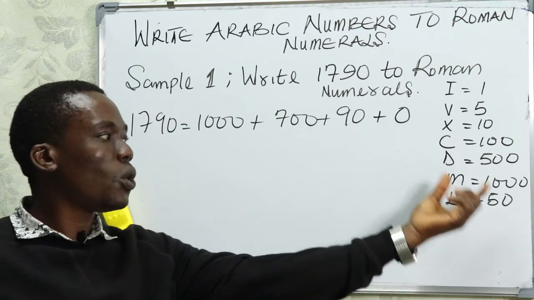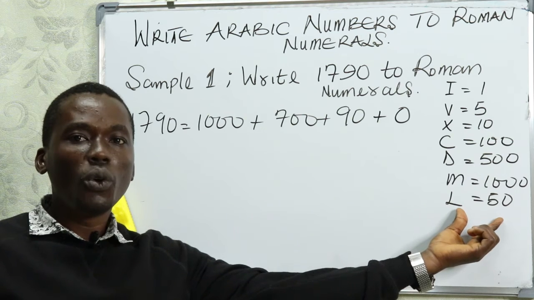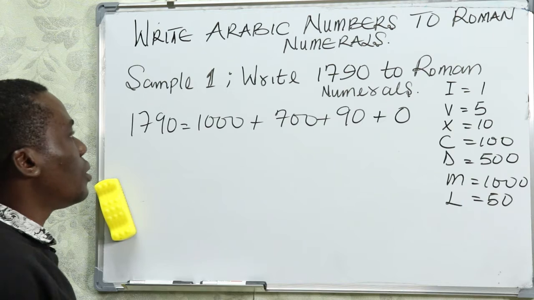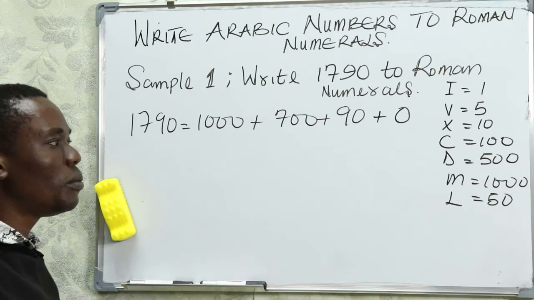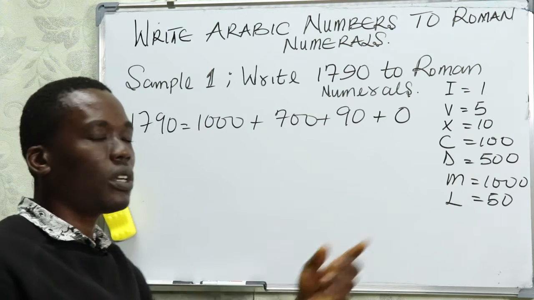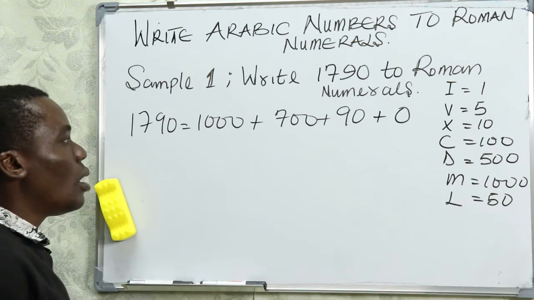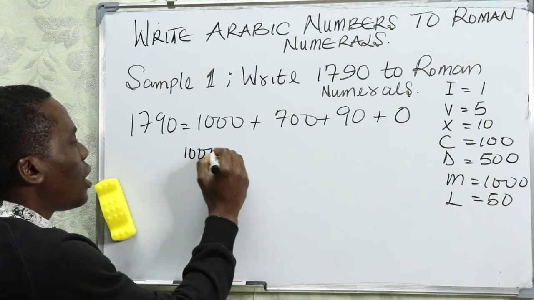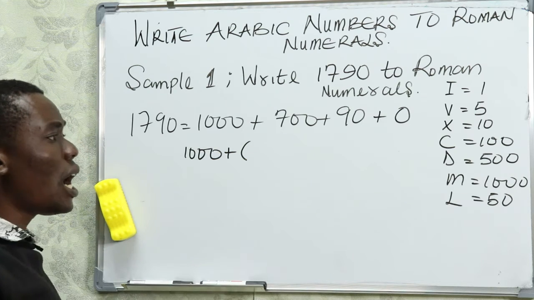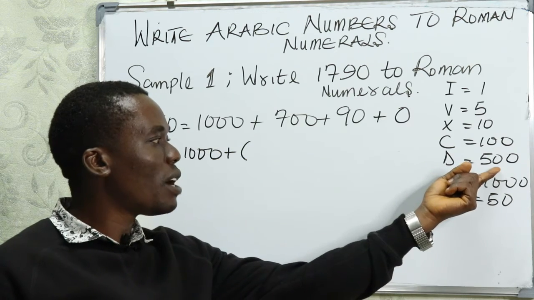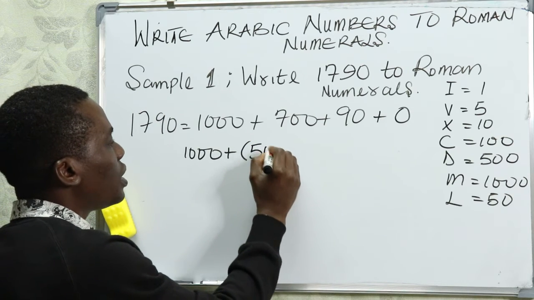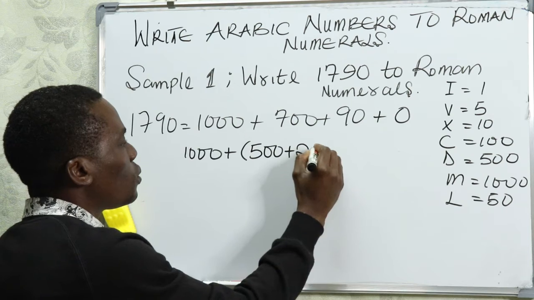Now, why did we break this down? We expanded this so as to apply the values of the Roman numerals. 1000 in Roman numerals, we know it as M, the alphabet M. So we just write 1000 plus. Now, how do we have 700? We have 500 plus 200. So we'll have 500 plus 200.